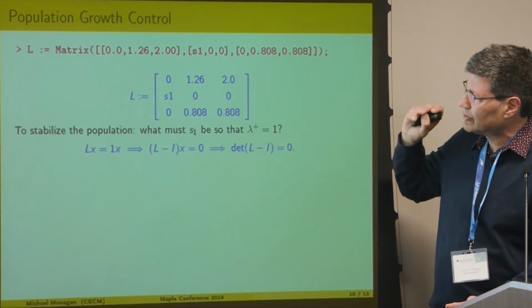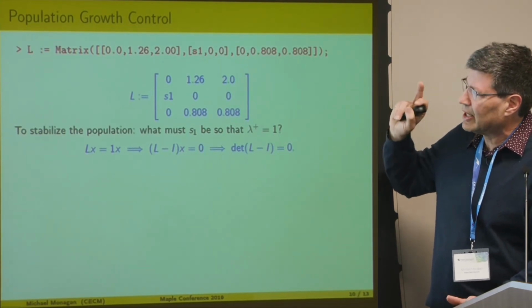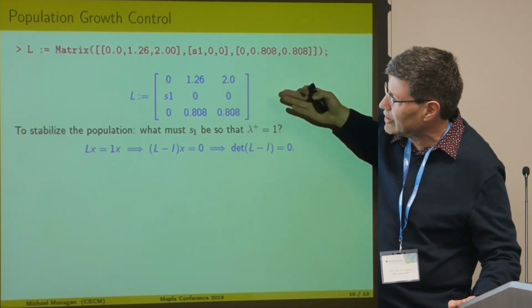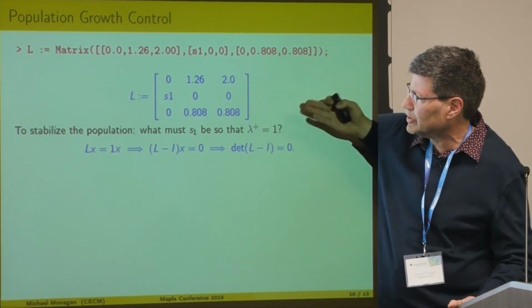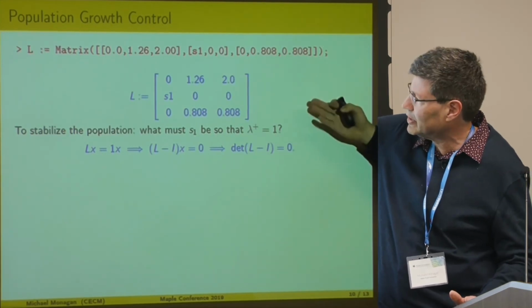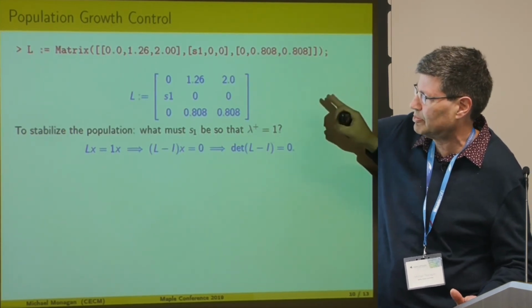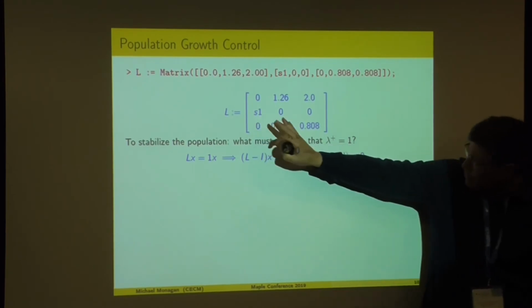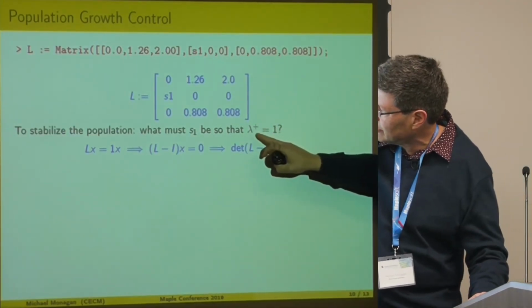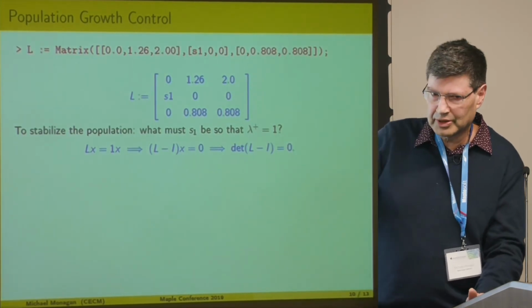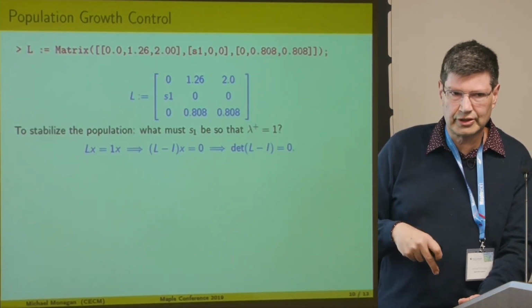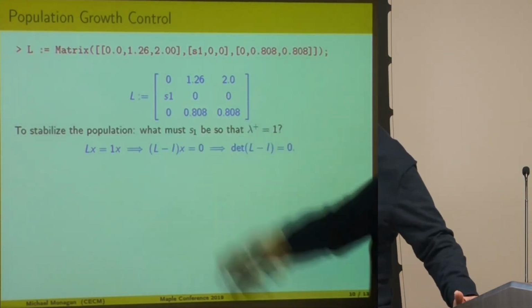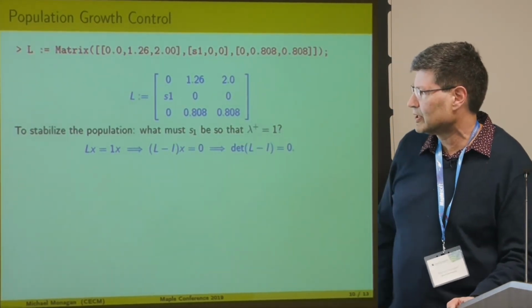So what I've chosen to do is the following. This is in class. Here's our Leslie matrix. How would we control the population? What could we tell the government that they should do to control the population? One possible experiment is the following. Allow S1 to be a symbolic value for now. What must S1 be so that the dominant eigenvalue is 1? 1 means that the population is stable. It's not growing, it's not decreasing. So how would I find the value of S1 which causes lambda plus to be 1?